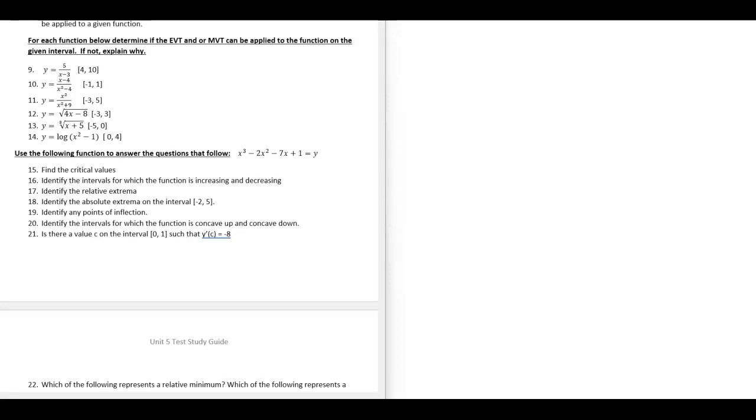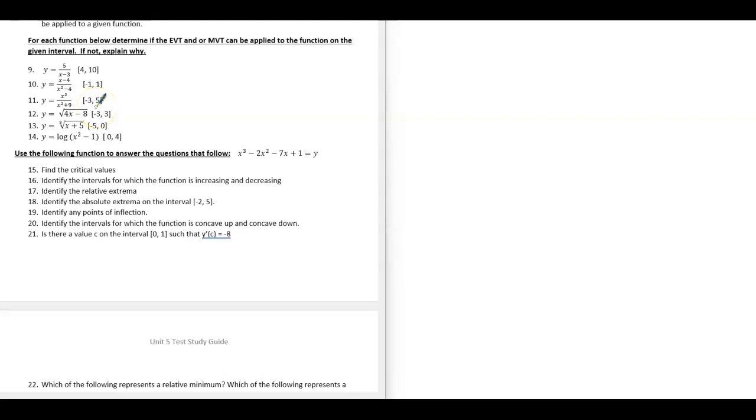So what's the basic strategy here? Find out where the discontinuities of your function are, then find the derivative of that, and find out where the derivative's discontinuities are. And once you find both of those, you can decide, does the EVT apply or not? So let's go ahead and take a look at number 10.